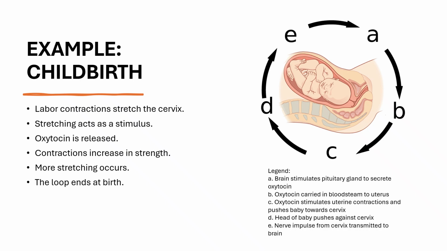Childbirth is the most famous positive feedback example. Stretching of the cervix triggers oxytocin release. Oxytocin increases the strength of contractions. Stronger contractions cause more stretching.